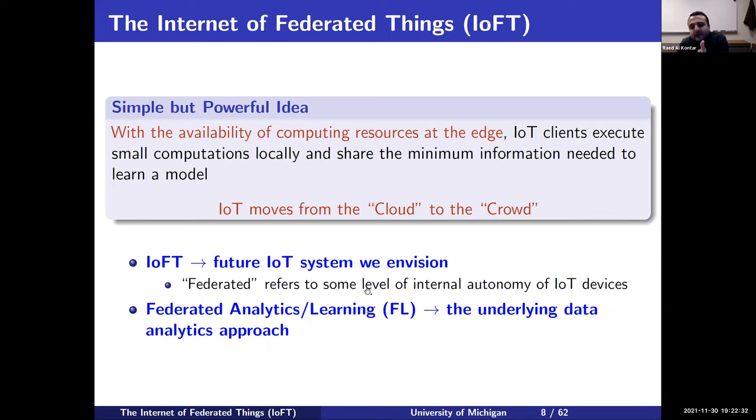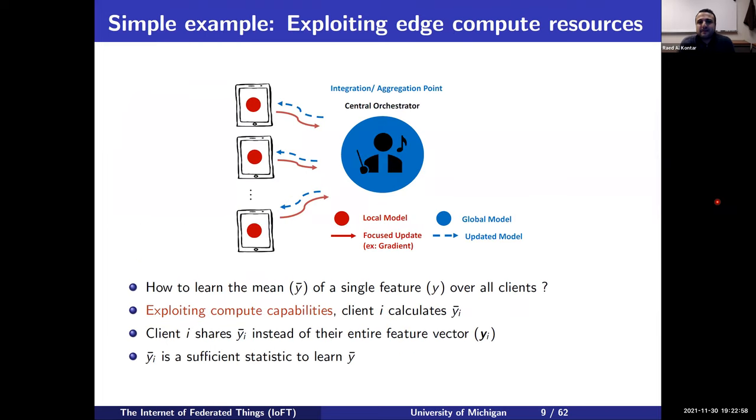So we term the future of IoT the Internet of Federated Things. And the word federated here refers to some level of autonomy for each IoT device. The underlying data analytics framework that makes IoFT possible is called federated analytics or federated learning. It's also inspired by the recent advance and explosive interest in decentralized model learning, often coined as federated learning or federated data analytics. So let me start with a very simple example. This is one possible system.